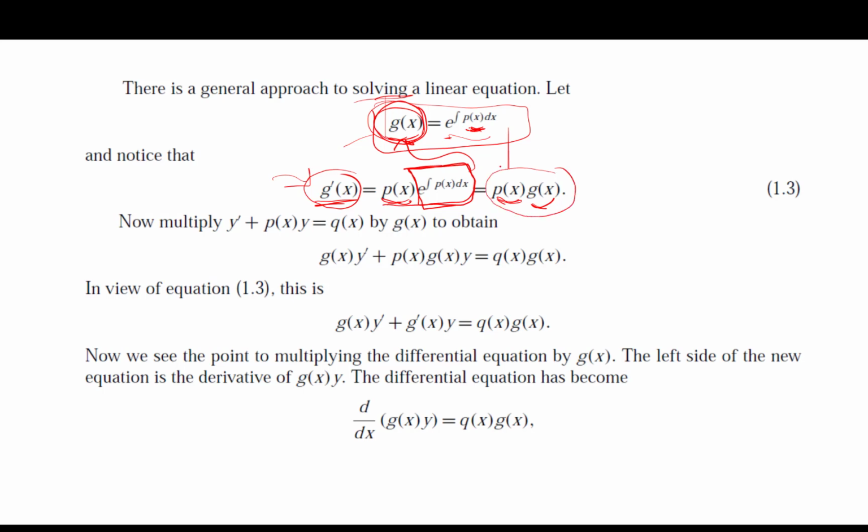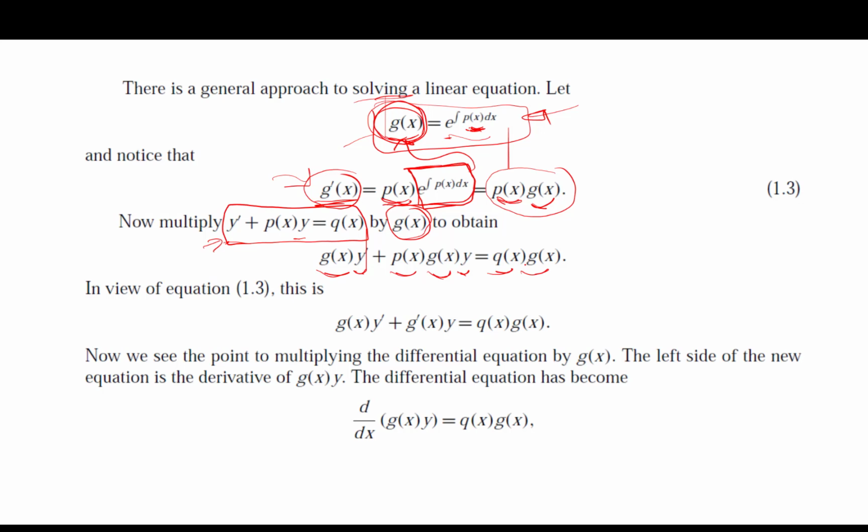Now we are going to multiply the whole equation by this integrating factor. I mean the integrating factor that we have obtained here, and this is our equation. So we're going to multiply this equation by g of x. So we obtain g of x times y prime plus p of x times g of x times y, equals q of x times g of x.